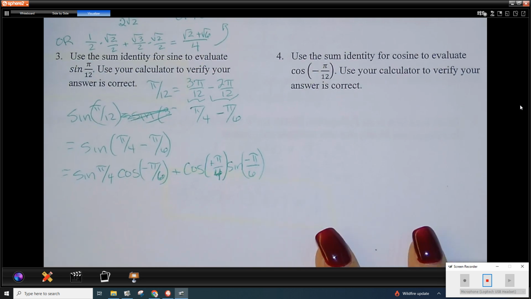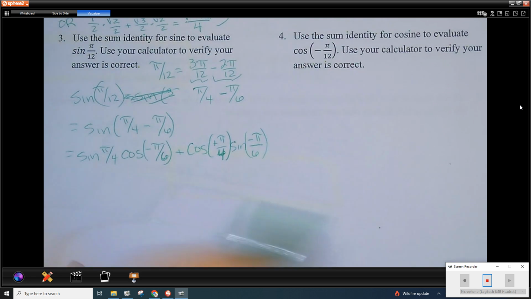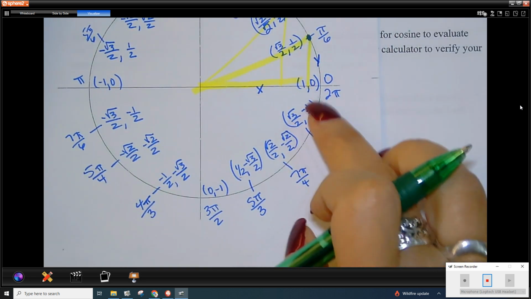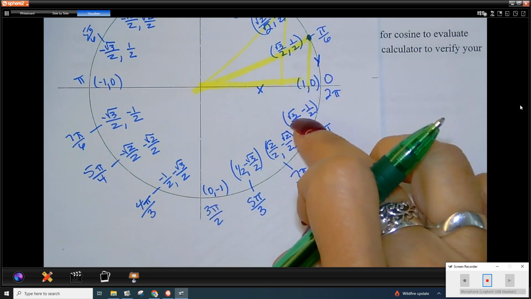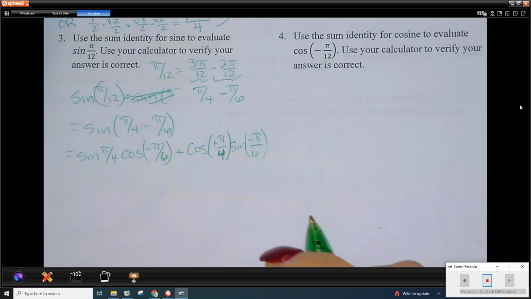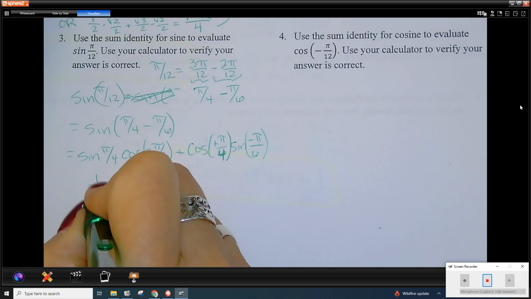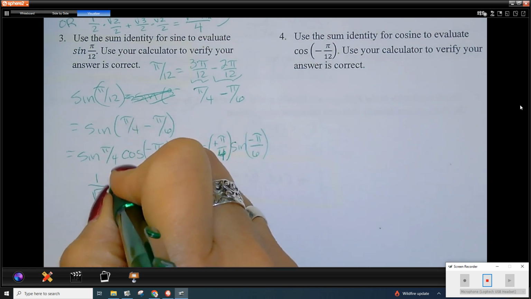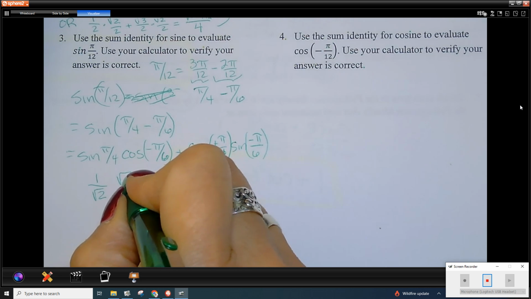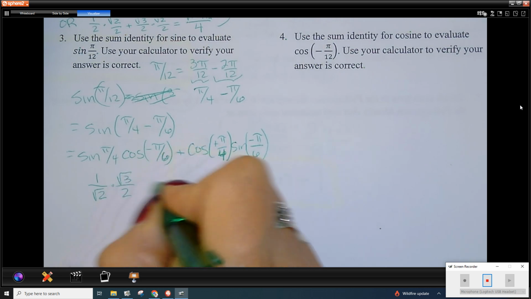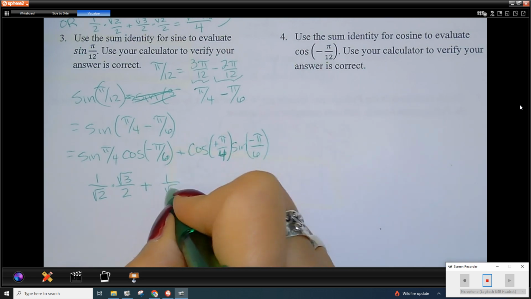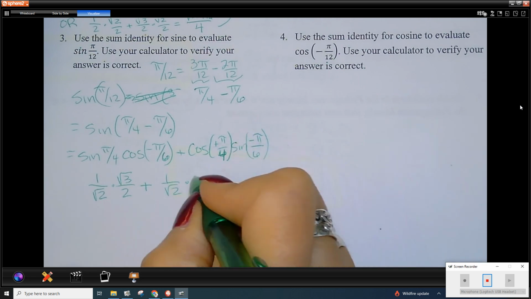Okay, so then sine of pi over 4 we've already gone over, but negative pi over 6 is down here, which is the same as pi over 6, but your y is negative. So it's negative 1/2 for the sine. So sine of pi over 4 is 1 over square root of 2. Cosine of negative, so that's the x, so the x doesn't go negative. So it is square root of 3 over 2. Plus cosine of pi over 4, 1 over square root of 2, times sine, this is where it goes negative, 1 over 2.